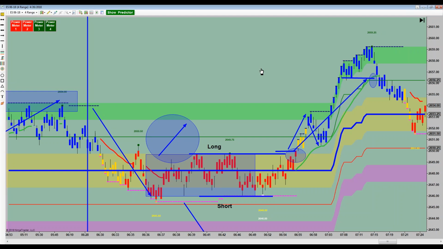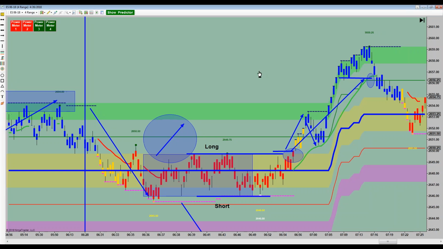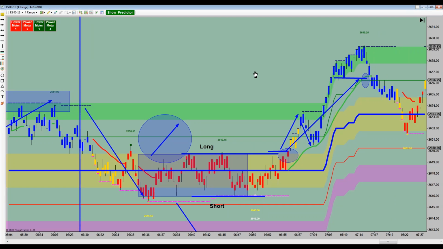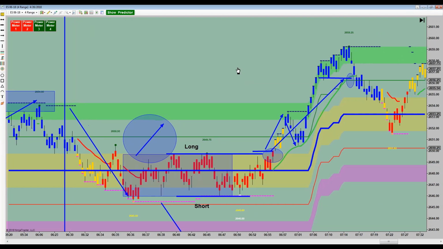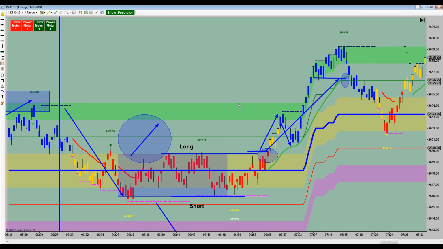724. Sitting there for a couple minutes. See how slow ES is compared to the other instruments? Some of you might want to take a look at it and see if you can warm up to it. Trade it in Sim for a while and see if it gets toasty for you. Okay. All right, I'm going to stop it right there.